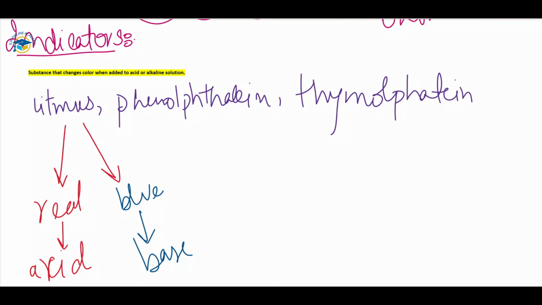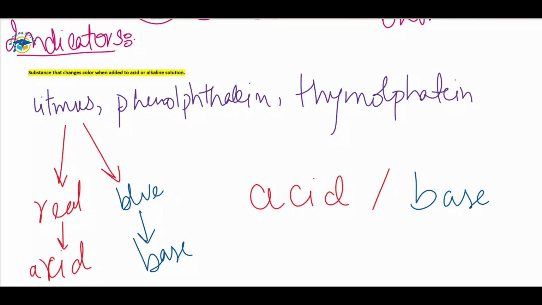So we have a simple visual memory aid that helps you remember the color change that litmus shows. Like, we have acids, this is the memory aid for you. This is the acid, and next we have the base.